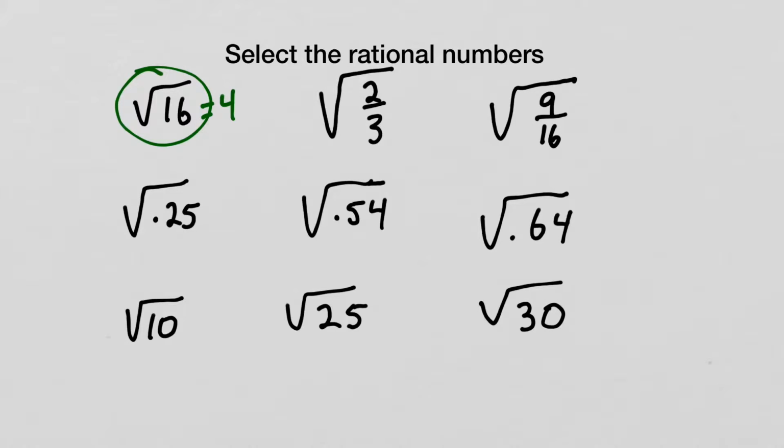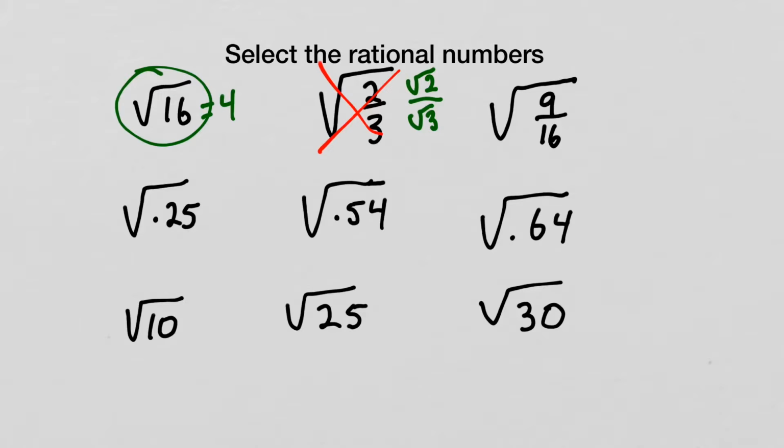The square root of 2 over 3, well, that's the same as the square root of 2 over the square root of 3. Both of these, the square root of 2 and the square root of 3, are irrational numbers. So an irrational number divided or multiplied by anything stays irrational. So that one is off our list.